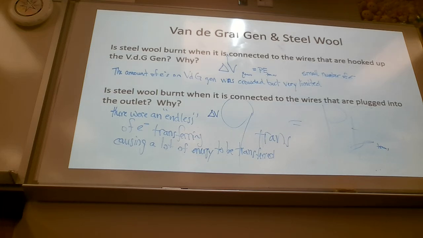Okay, here's the forecast for the rest of the week. I have a worksheet due tomorrow. I'm going to give you a review worksheet that'll be due on Monday. Review test on Tuesday.